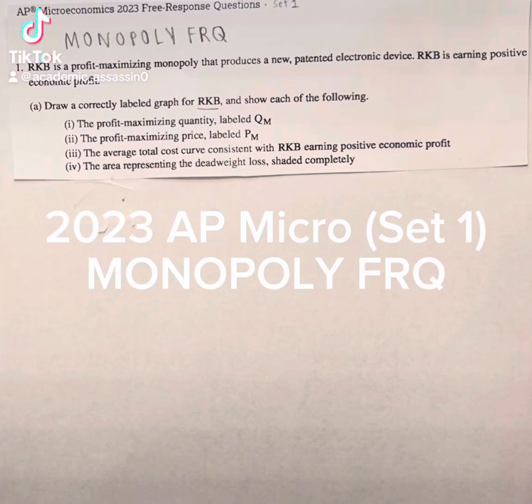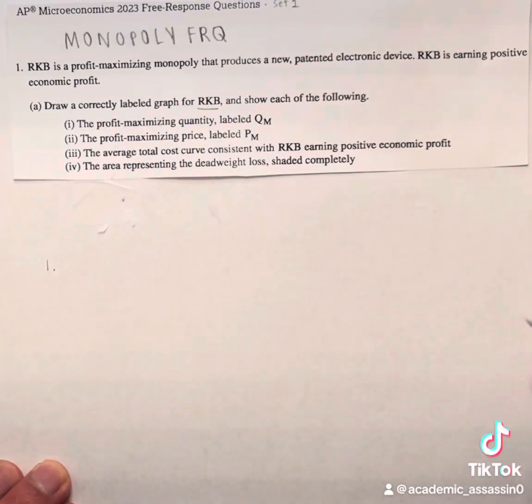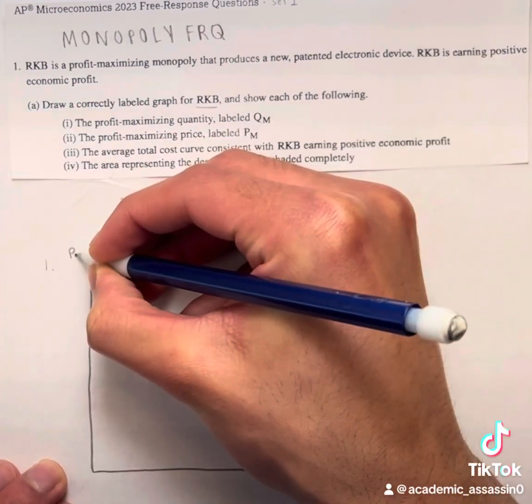2023 AP Microeconomics Monopoly FRQ. So part 1 is just asking us to draw a monopoly that is making profit. Just make sure to label our axes, price and quantity.